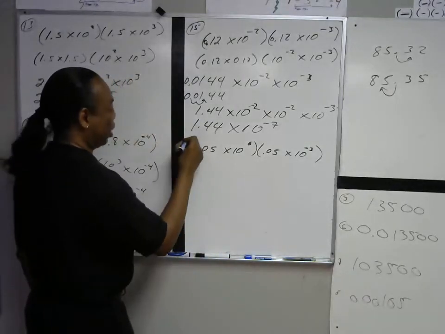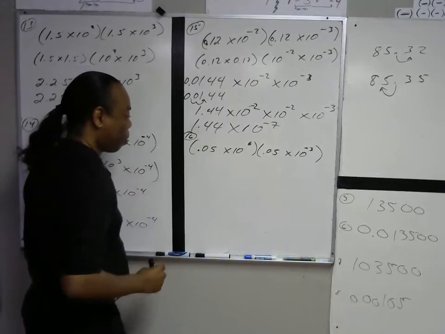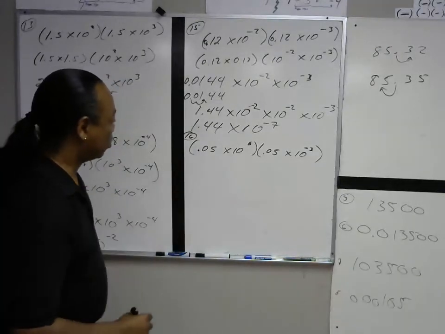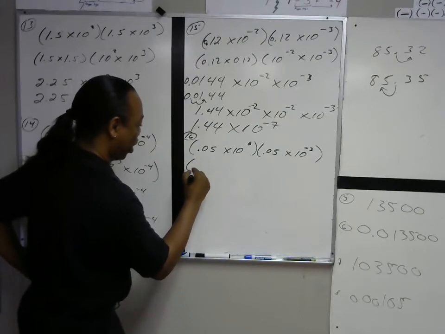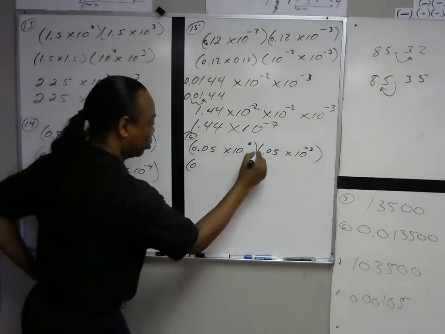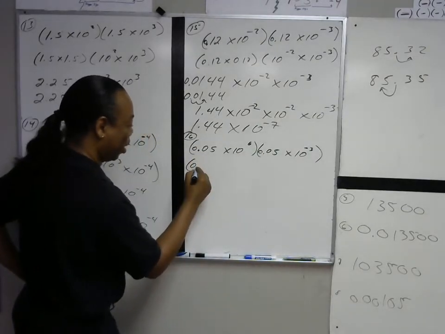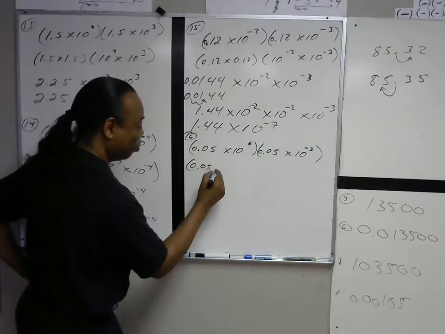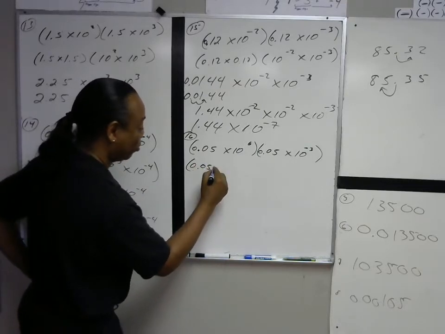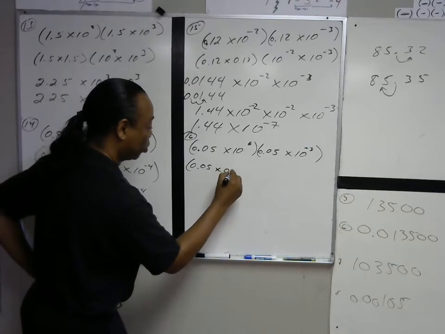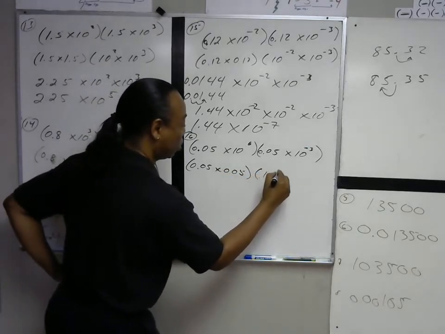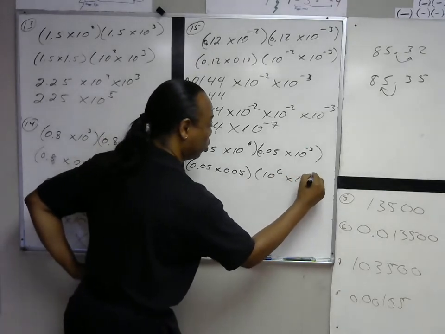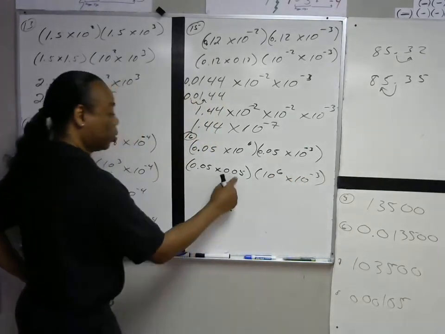Okay, number 16. I'm going to group my, putting some zeros there. They really don't matter if you don't have them right now, but I know people like to see that zero in front. So 0.5 times 0.5, and then here we'll group the times 10 to the 6th power times 10 to the negative third. Okay, let's multiply these two.